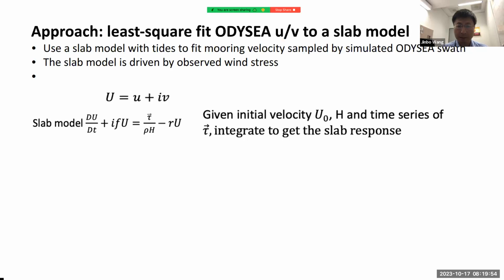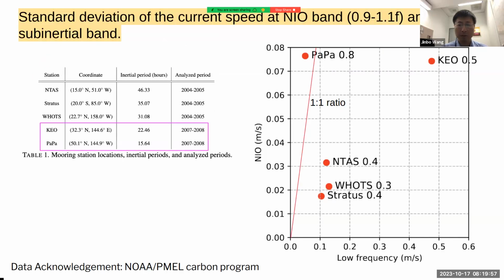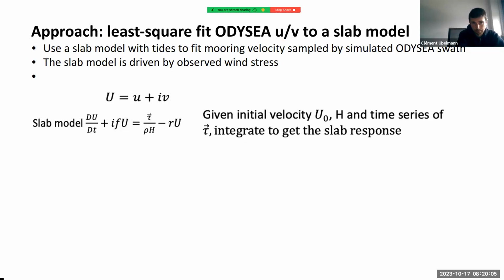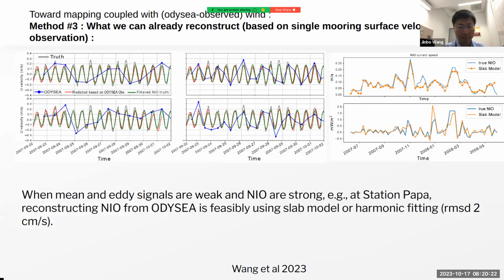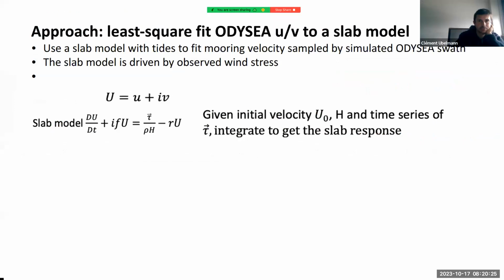Okay, so this sets the stage that these 2 moorings, station Papa and the Kuroshio extension region, have 2 different signal contents. Next, Clément. Again, this is the simplest approach that we use: least squares fit of Odyssey U and V to a SLAM model. The SLAM model does not have background shear. It's just the simplest one. And we adjust, can you press next? We adjust the free parameters. Oh, it doesn't show there. There's no animation, right? Yeah, we adjust the initial velocity, mixture depth, and damping coefficient. Okay, next.